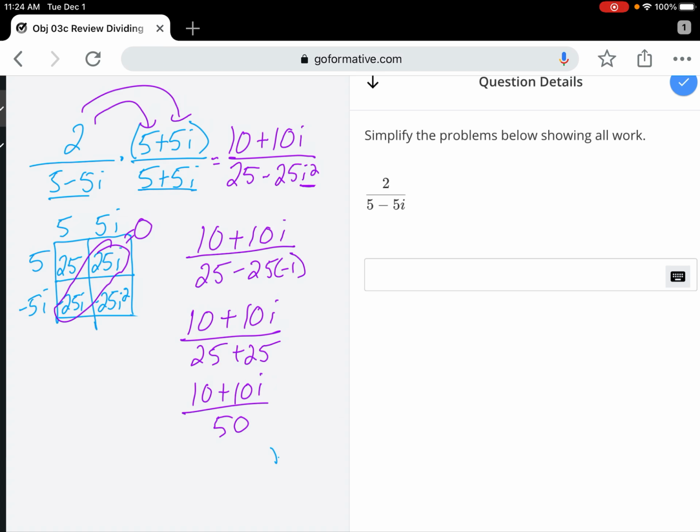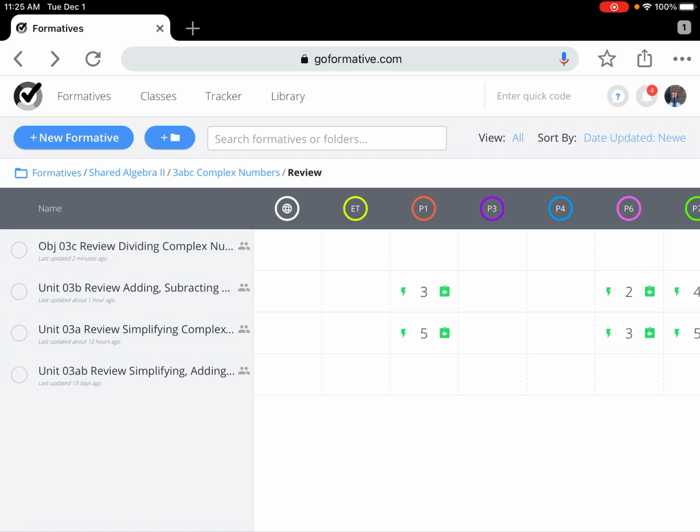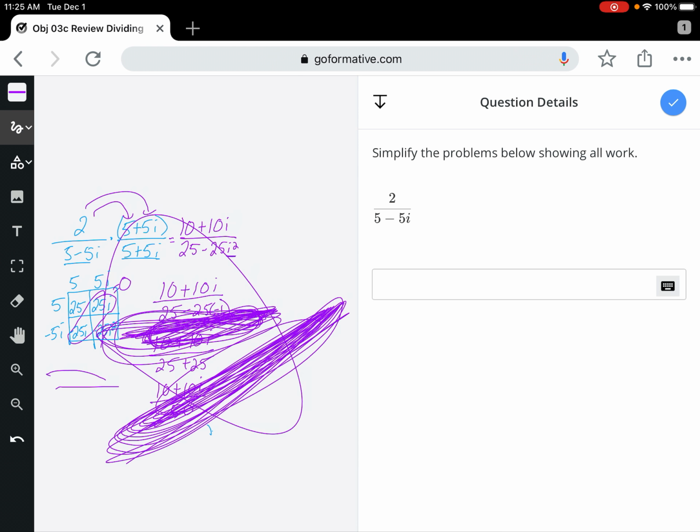Okay, now we find our greatest common factor. Oh, good Lord. I don't know what's happening here. Oh, goodness gracious. Review. Go back to mine. Sorry about that. That is just a mess, isn't it? Okay. So, there we go.